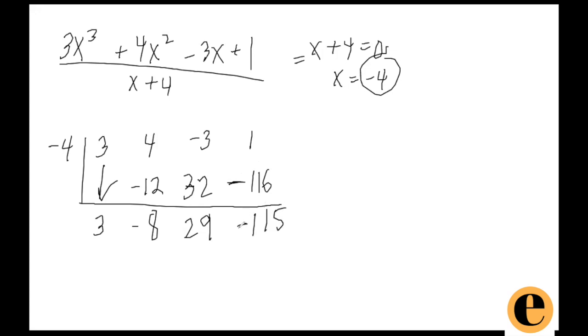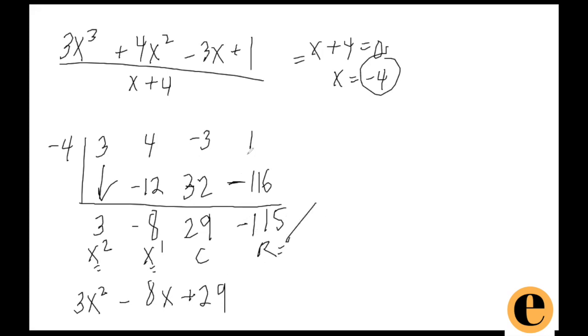So again, itong unang term dito is your remainder. This one is your constant. Ito x raised to 1, x raised to 2. Okay? So ayan lang yung coefficients ng ating variables. So we will have 3x squared minus 8x. Hindi ko na isulat yung 1. And then plus 29. Okay, since remainder ito, i-divide mo siya by your denominator, x plus 4. Minus 115 over x plus 4.